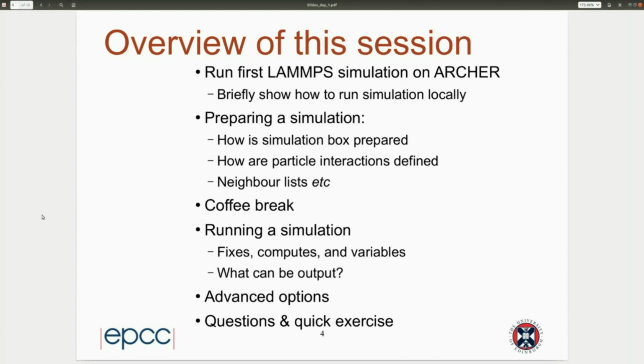And after the coffee break, we'll come back and I'll show you how, once you've set up your simulation box and all your particles, you then go from that to actually running a molecular dynamics program, and talk you through the outputs, maybe talk about some advanced options.